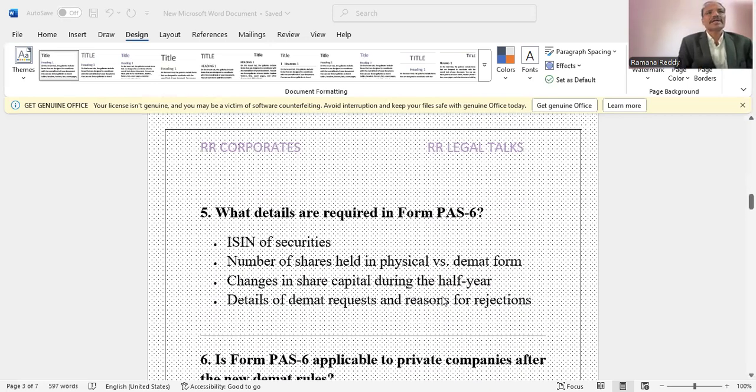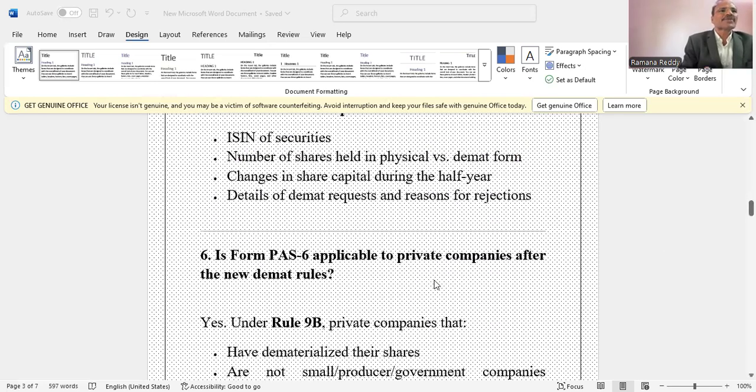What details are required in Form PAS6? ISIN of securities, number of shares held in physical and demat, changes in share capital during the half year, details of demat requests, and reasons for rejections, if any. These are all the details to be filled in the PAS6.